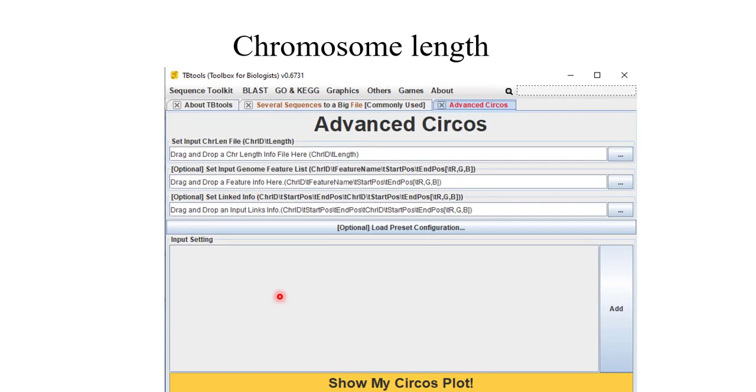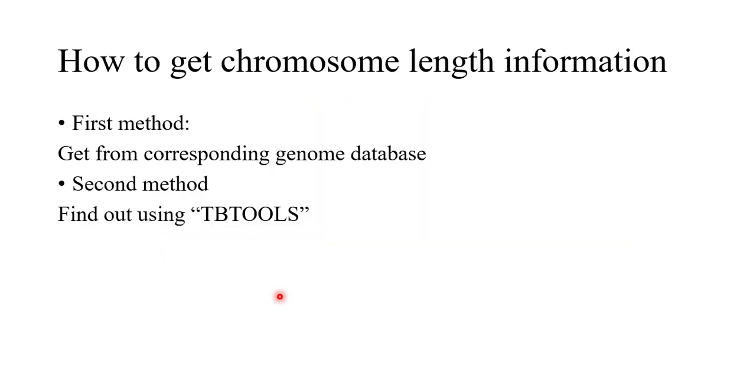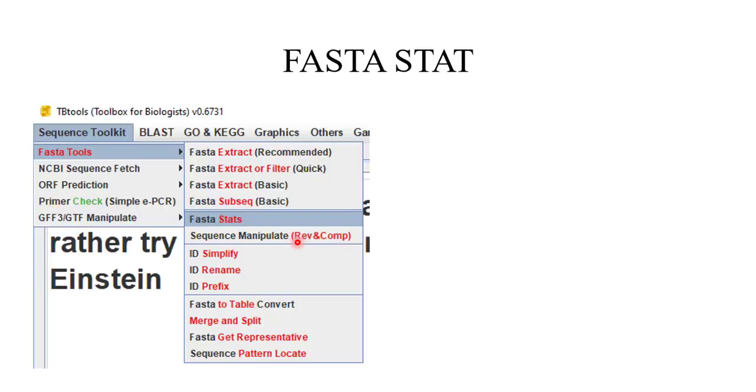First one is the chromosome length. So how we can find the chromosome length? There are 2 ways to find the chromosome length. The first one is you can get this information from the genome database, and the second you can use TBTOOL to extract this information. So let's begin how to get this using TBTOOL.